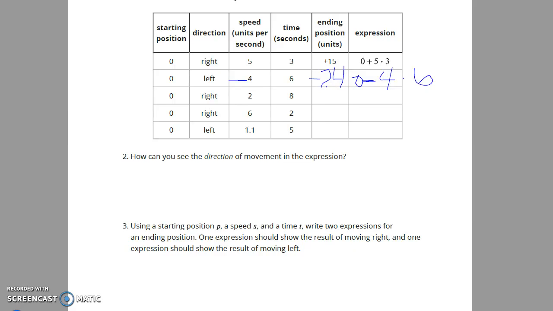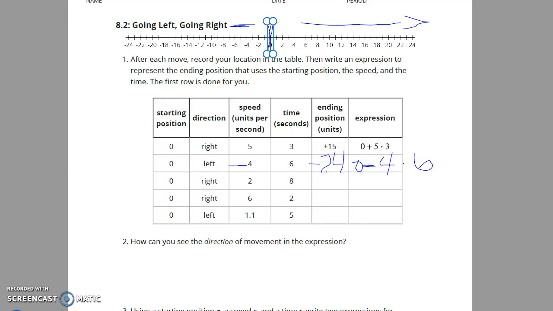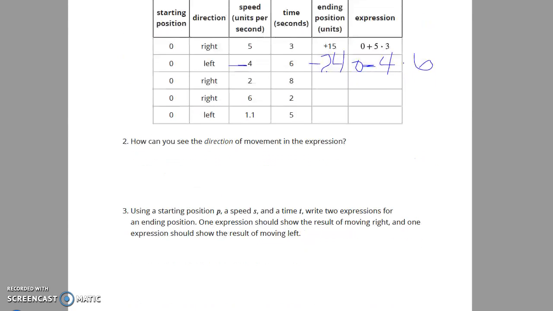All right. How can you use the direction of movement in this expression? So the direction of the movement, meaning you're going left or right, is based on whether it is added or subtracted, right? So going to the right is a positive 5. Going to the left is a negative 4. So the direction is based on whether you're adding or subtracting from 0.